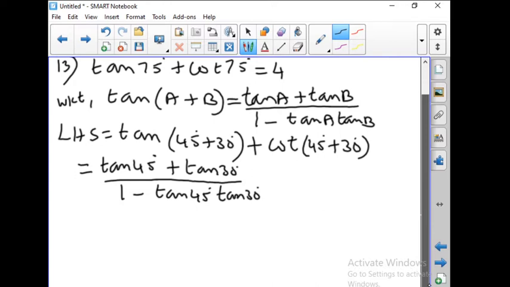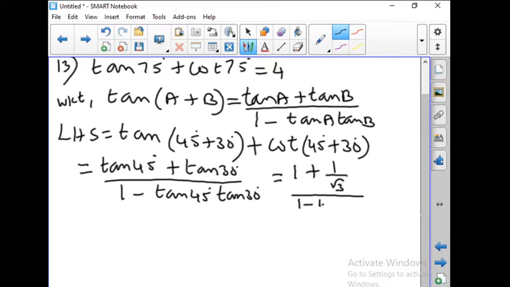So do you remember what's the value for tan 45? Tan 45 is equal to 1. So this is 1 plus, and tan 30 is 1 by root 3. So what about the denominator? 1 minus 1 into 1 by root 3. So now we will take the LCM. So what about the LCM in the numerator? LCM is root 3. So you get root 3 plus 1 divided by root 3.